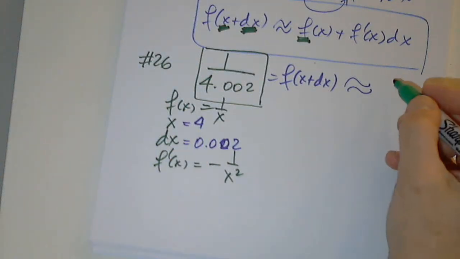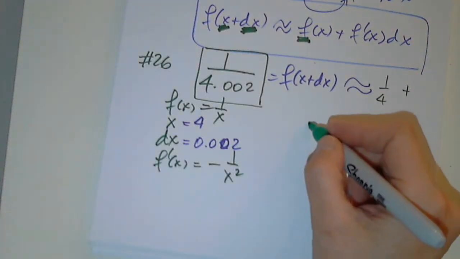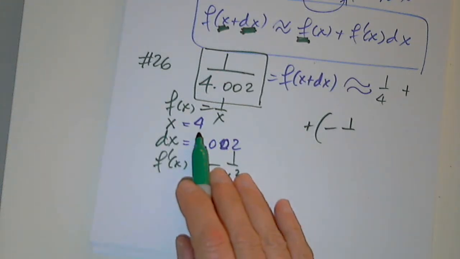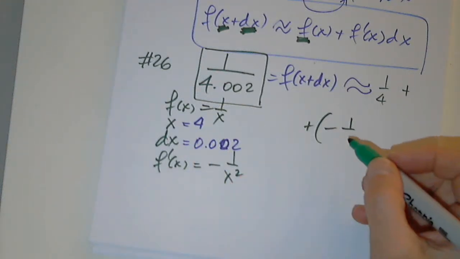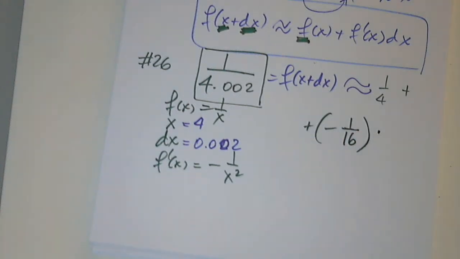F of x. Very good. Excellent. Plus. Very good. Careful. X is 4. Good. Multiplied by? That's it. Yes, it needs a little bit of simplification, but that's it.